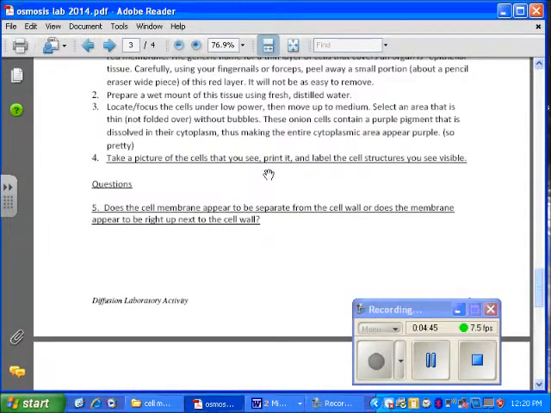So take a picture of the cells that you see and print it and label the cell structures that you see visible. You can print it out from its learning. I have a picture just like that on there. You're going to label the cell wall and the cytoplasm, and that's really all you can see. You might see a nucleus. If you do, then you can label that.